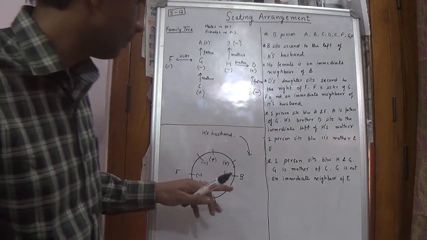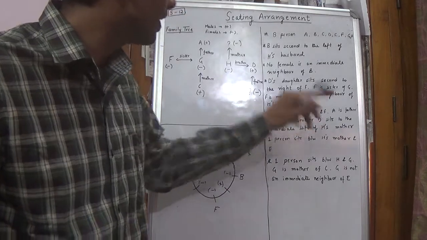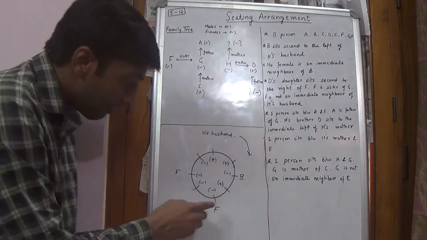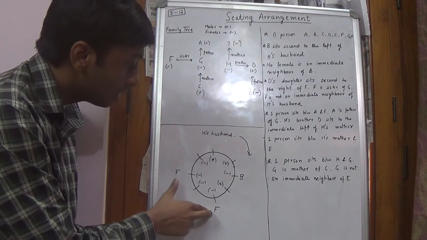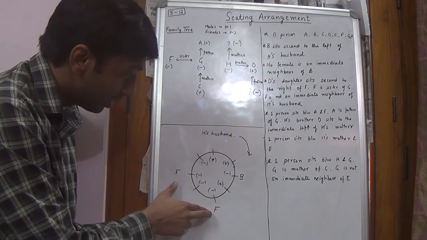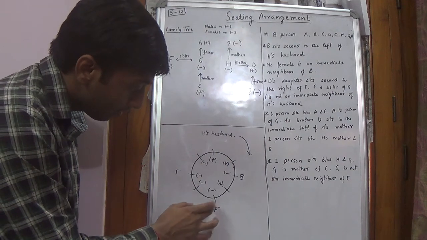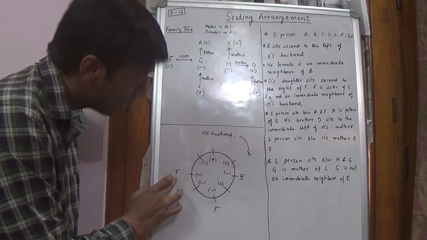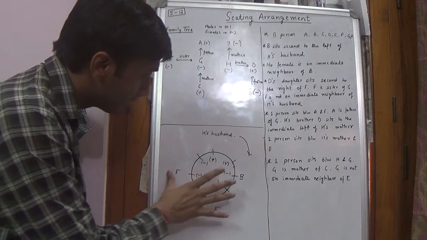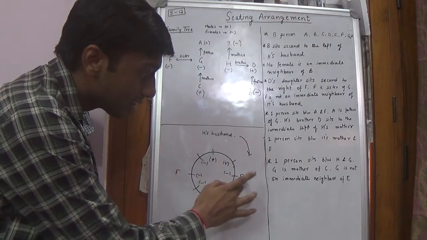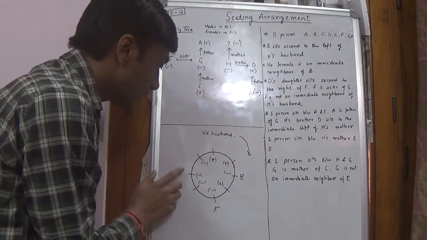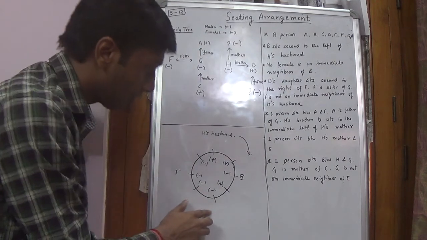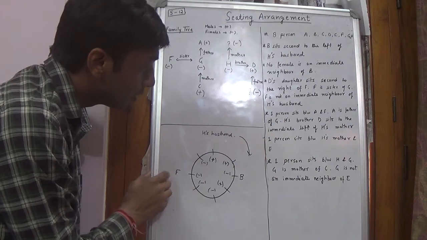Now it says one person sits between A and F. So if F is this, then one person sits between A and F. Then the person would be either this way, either this is A or this is A. But this is B, this cannot be A. And this is negative and A is positive, so this cannot be A. So we ruled out this F. So we are sure that F sits in this position.